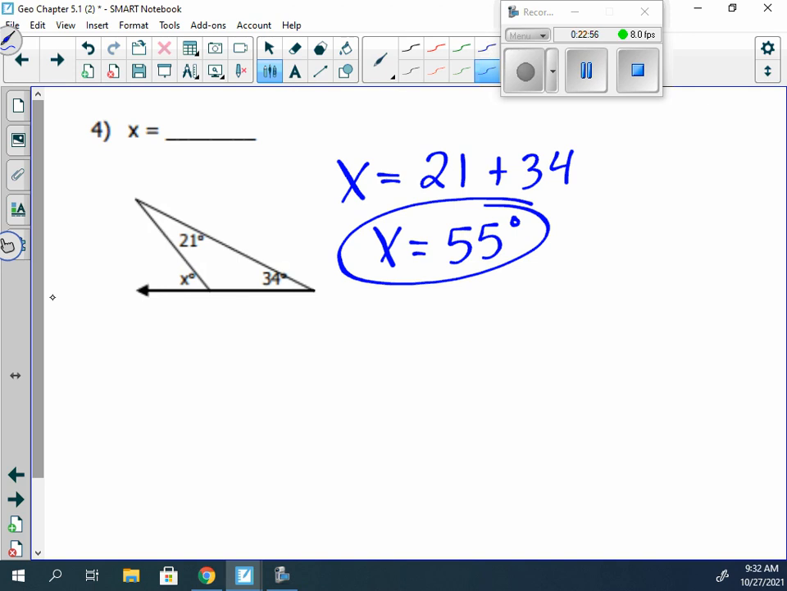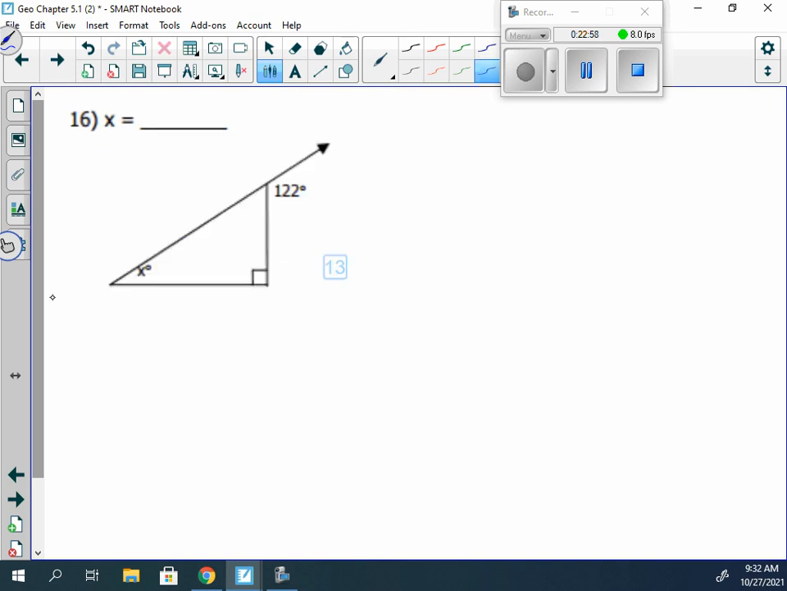Questions? This one here, it didn't ask us, it didn't put x on the outside as the exterior angle, it's one of the interior angles, yes?